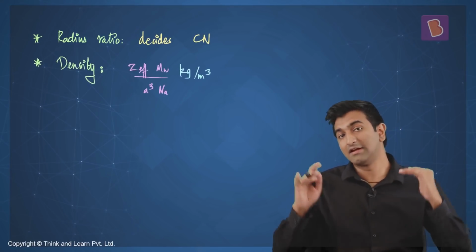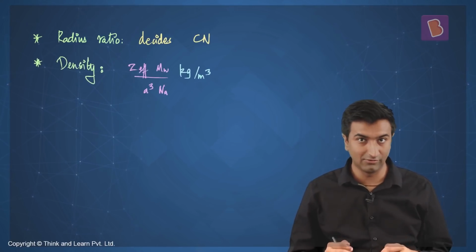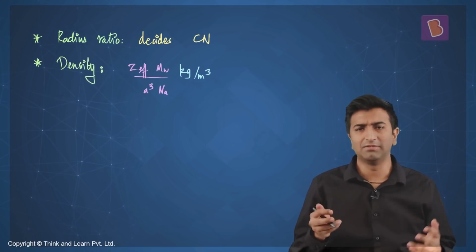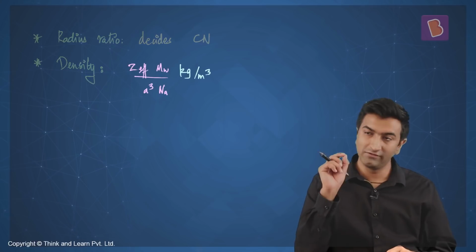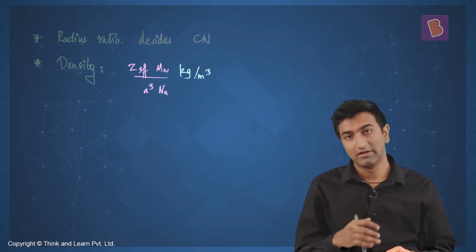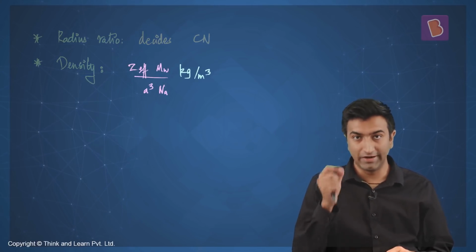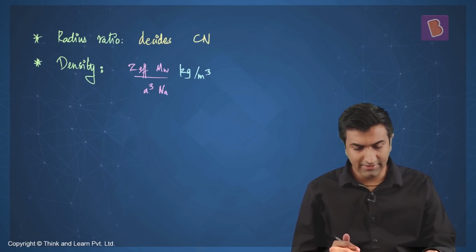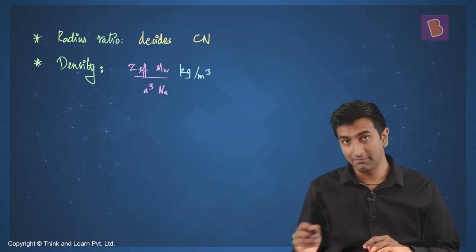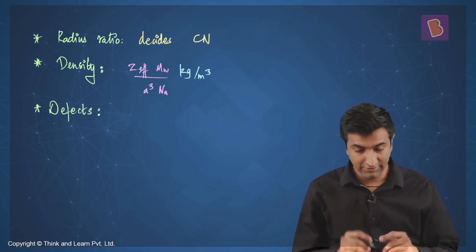Density, this is tested a lot in the JEE main exam. So this is something you must know. It's a simple idea. Density is mass by volume. That's all you need to derive this. The only thing you need to be careful about is Z effective, the effective number of atoms in each unit cell. All right. Next idea, again tested more in the JEE main exam as compared to the JEE advanced exam, is the idea of defects.